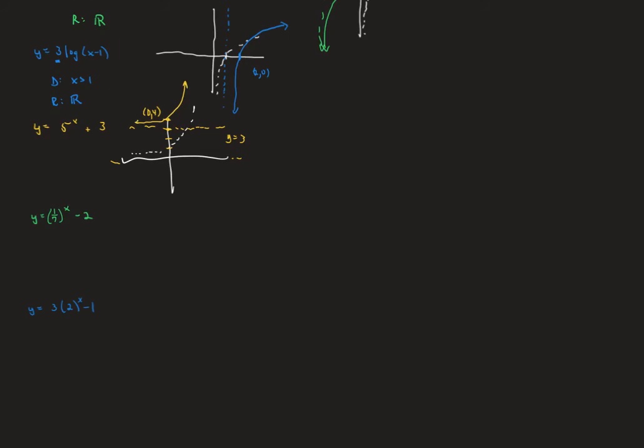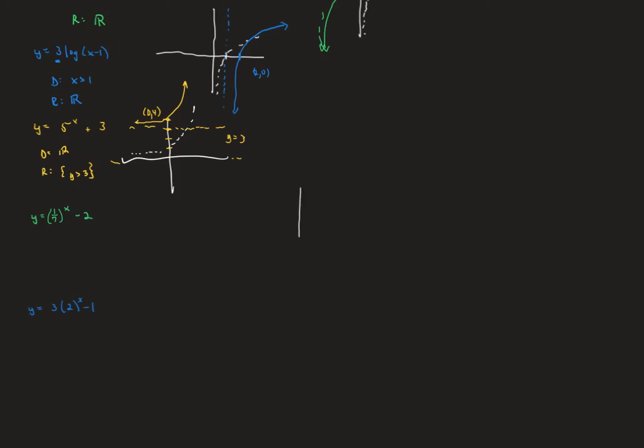So those are the three things I'm looking for in an exponential as well: a y-intercept, an asymptote, and the basic shape. Our domain and range are going to be switched for an exponential compared to a logarithm. So its domain is all real numbers, and its range is going to be y strictly greater than 3.